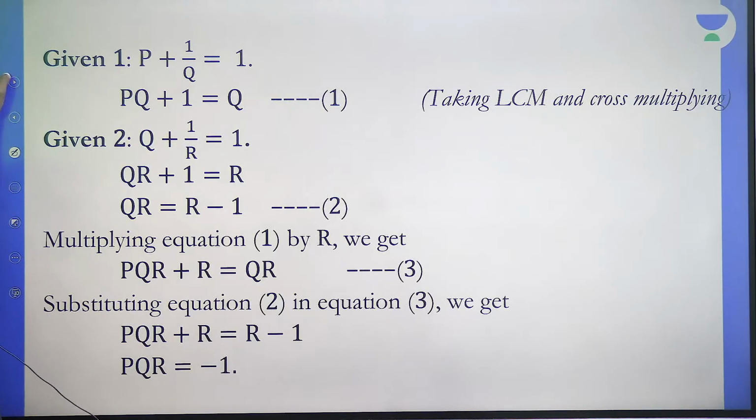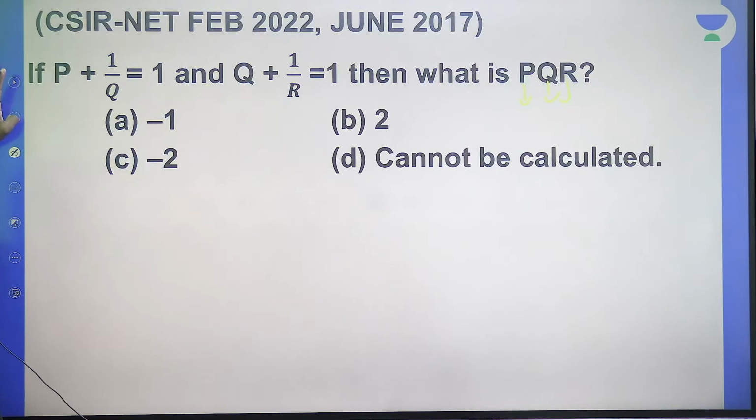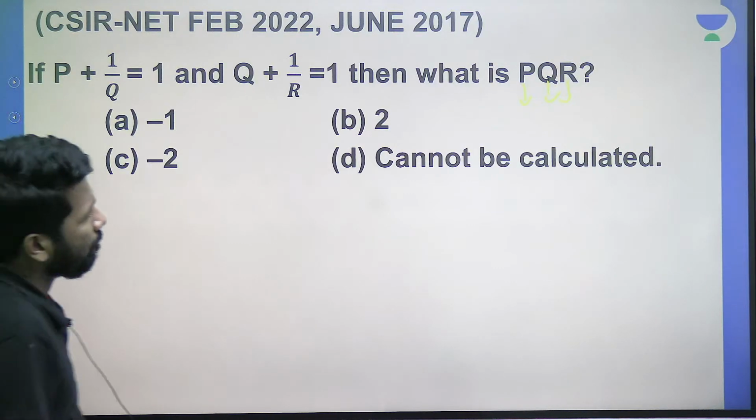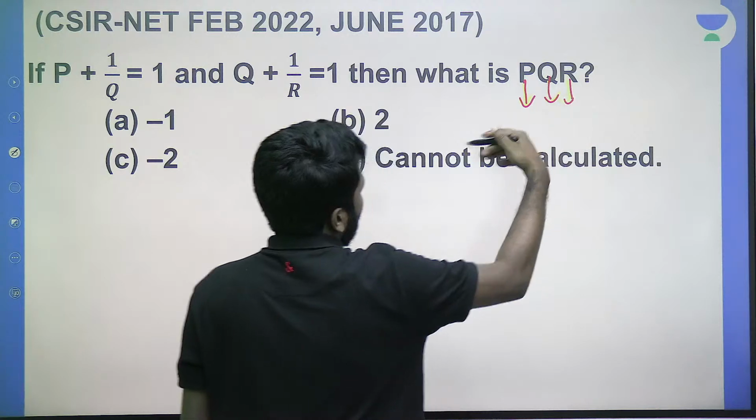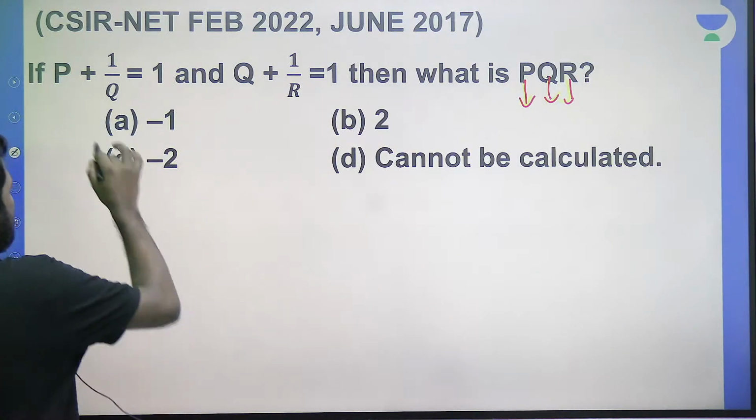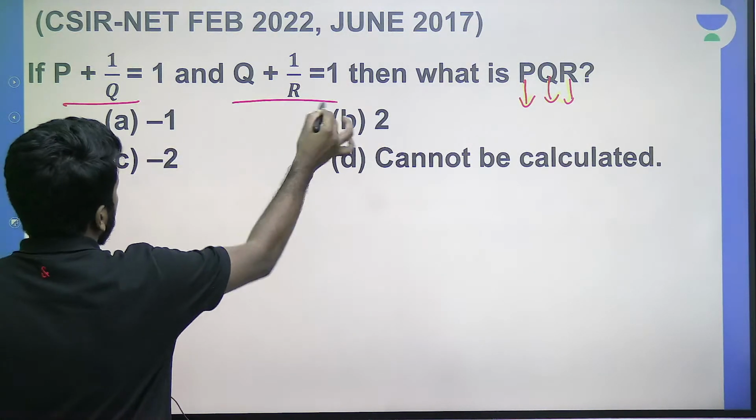You have to take the equations and multiply by something to make the left hand side the same and then simplify, but that is very time consuming. What is a better way of doing it? You can find a set of examples which satisfies p, q and r and then multiply them. Set of examples means satisfying these two equations.